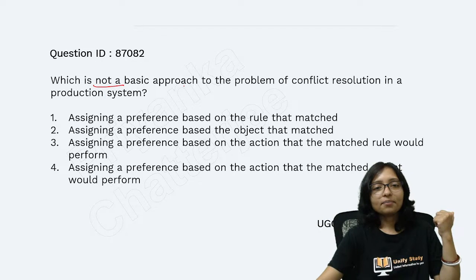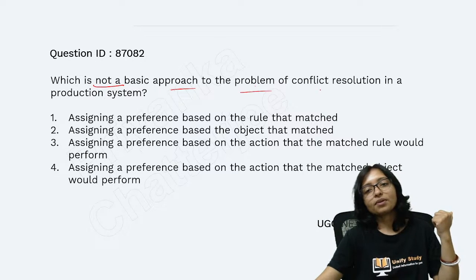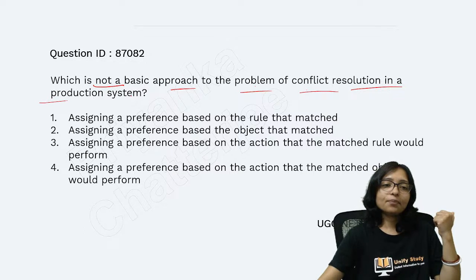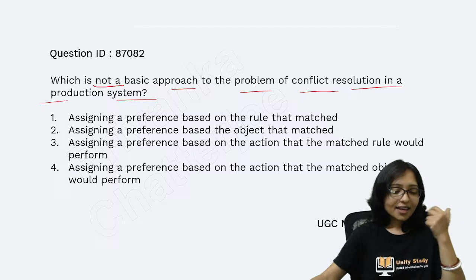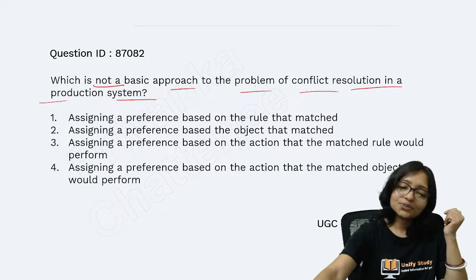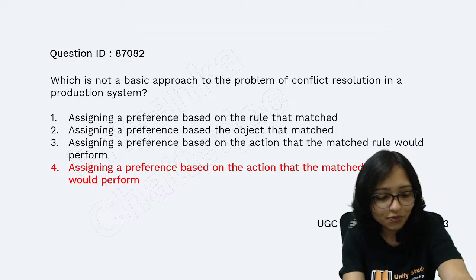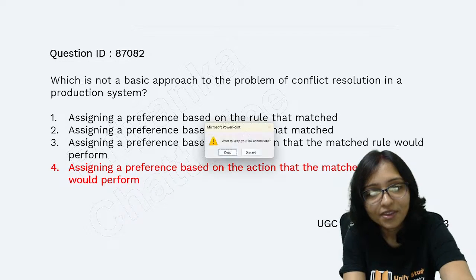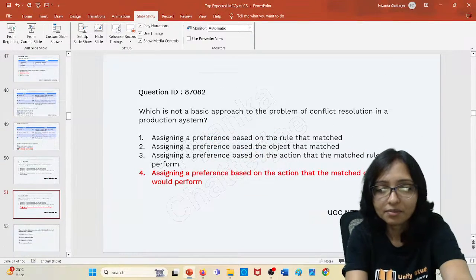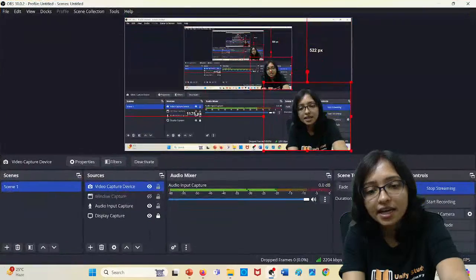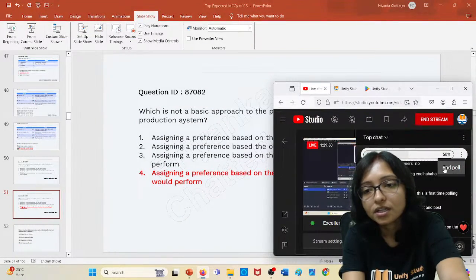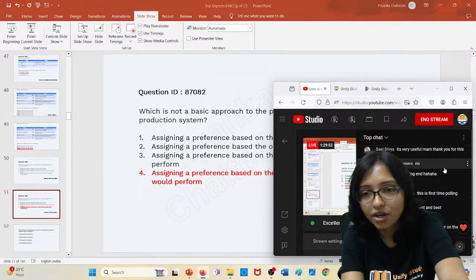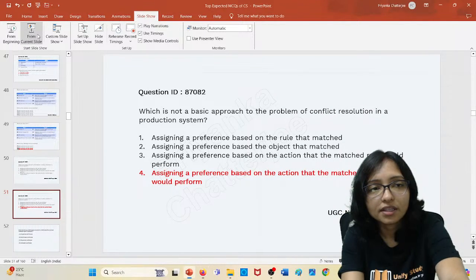Which is not a basic approach to the problem of conflict resolution in a production system. Yeah, your time ends now. Option 4 is the correct answer, and most of you are making mistakes. I will explain it and after that only I will give you the next poll. Most of you gave the wrong answer. Why are you giving the wrong answer?